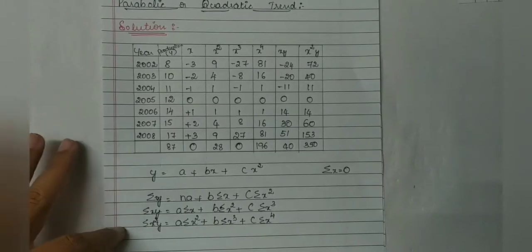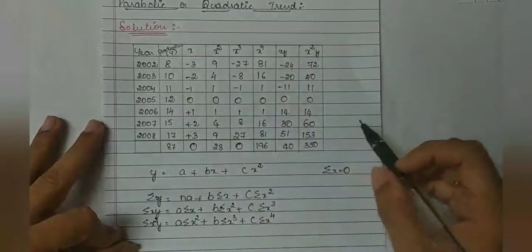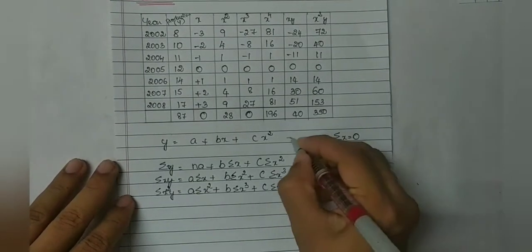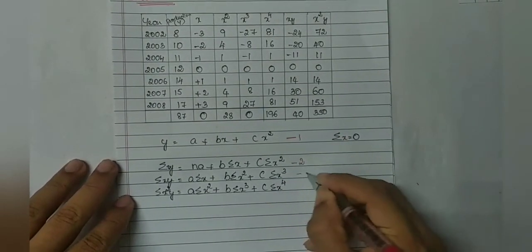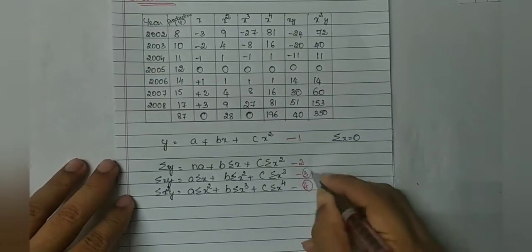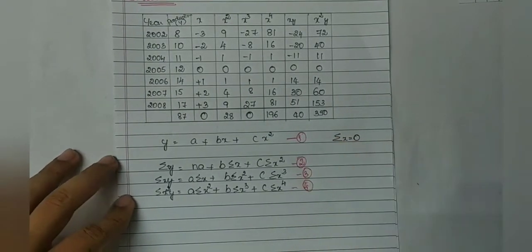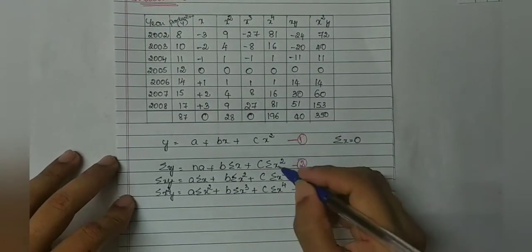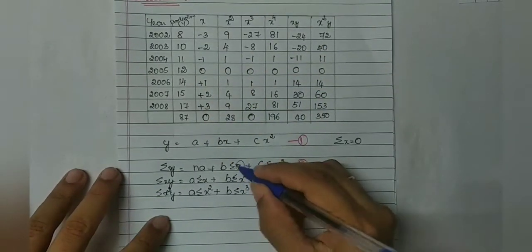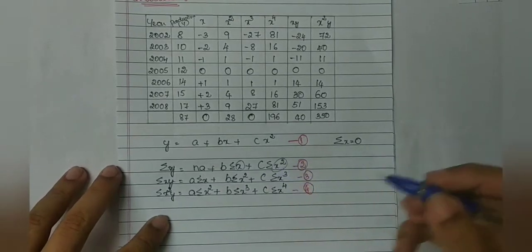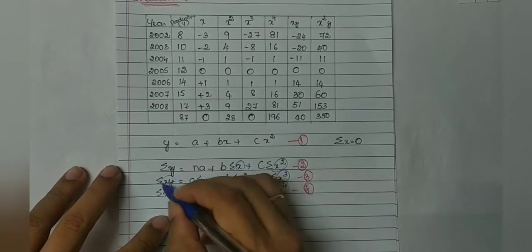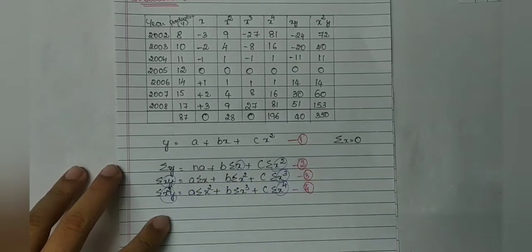So in this problem, here is a parabolic or quadratic trend, and we have the equations. This is equation 1, 2, 3 and 4. These are the four important equations. So according to the equations, we have filled all the information. We required summation x, summation x square, summation x cube and summation x to the power of 4, summation xy and summation x square y, isn't it?